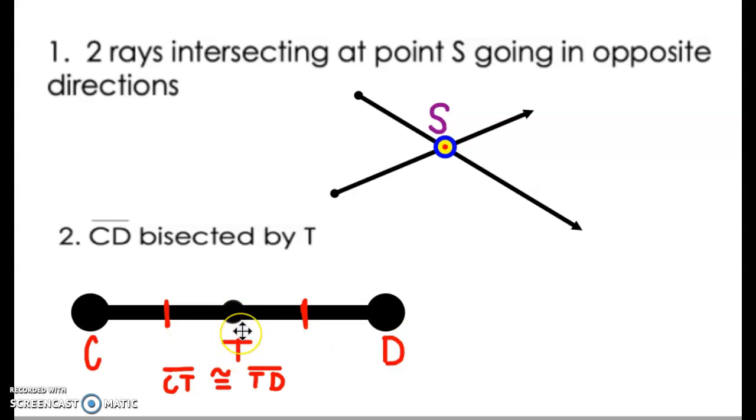So to show that T is a bisector, you have to show congruence. So remember, these little hash marks mean congruent segments. So this is telling us that segment CT is congruent to segment TD, which means point T must be a bisector. Point T is directly in the middle of C and D.